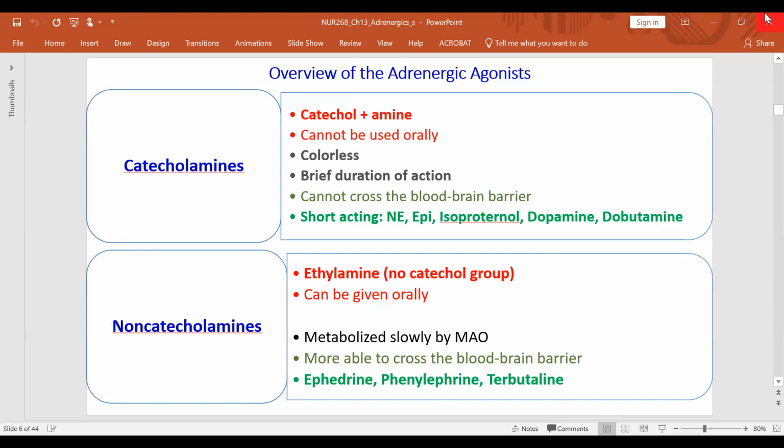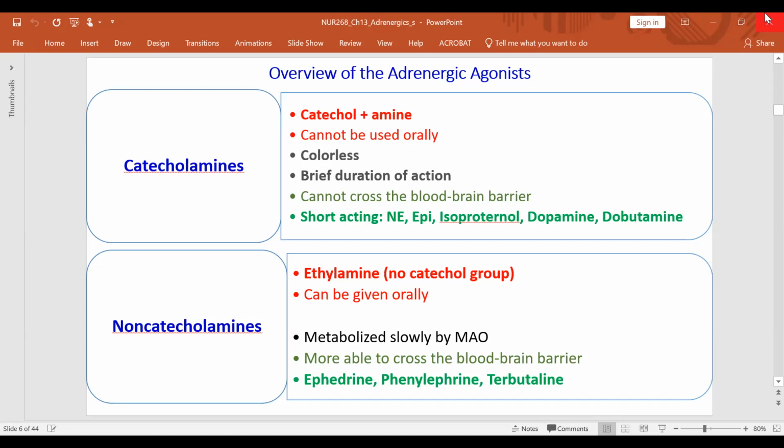This is a difference between catecholamines and non-catecholamines. So the catecholamines, we said, like epi and norepinephrine or dopamine, are only available as an IV drug. So you'll find them as an IV drug, and they are short acting, like epi, norepi, isoproterenol, dopamine, dobutamine. These are short acting drugs, and it's only IV. They shouldn't be given orally and cannot be given orally. It's only available as an IV drug.